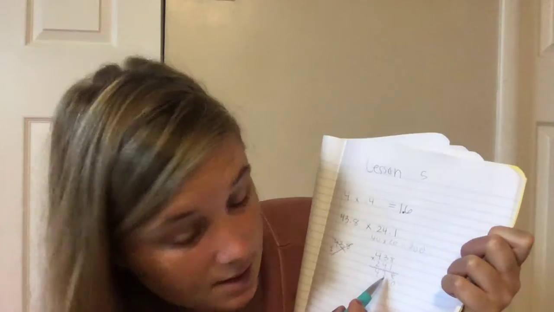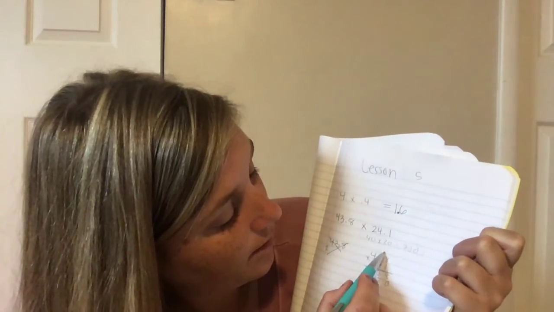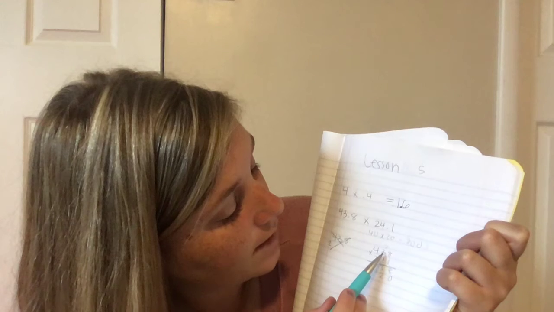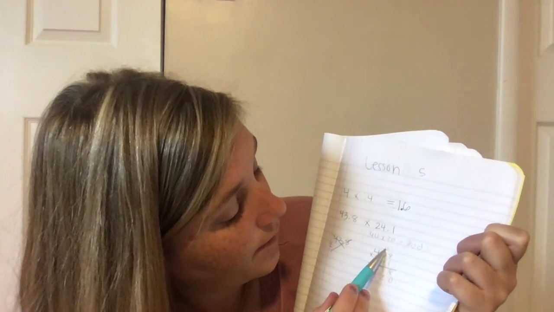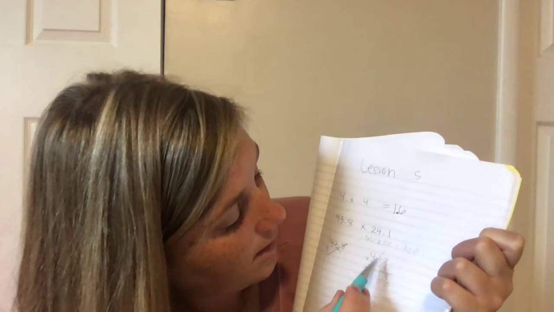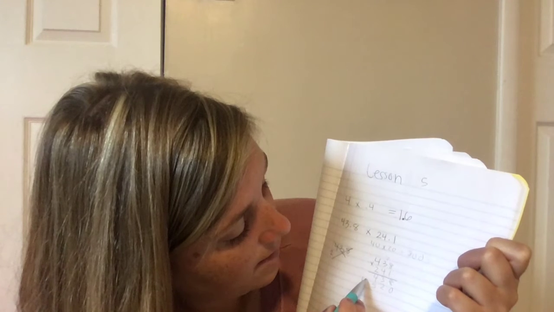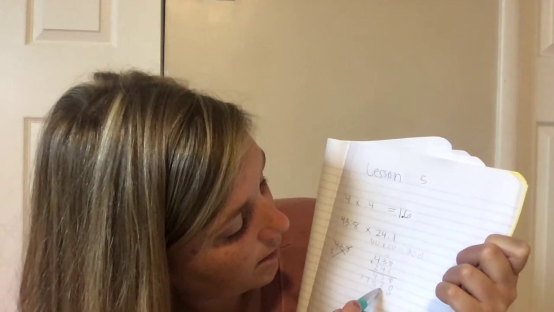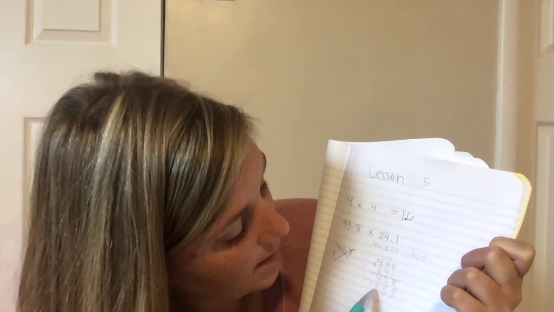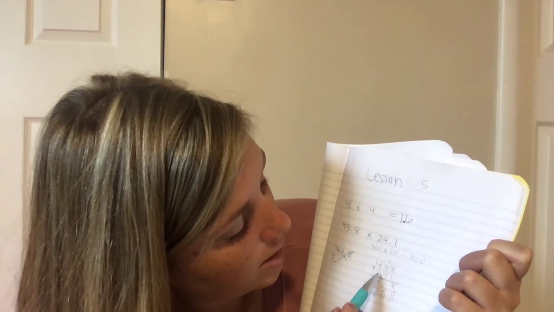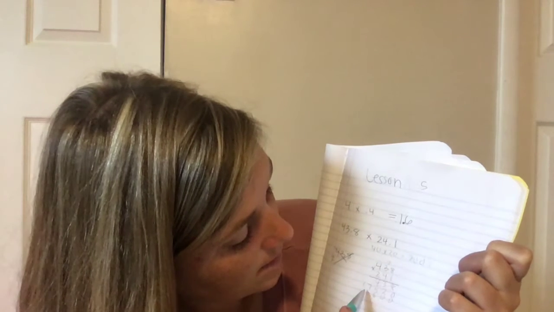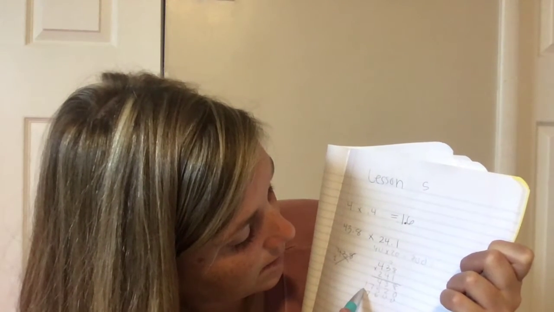4 times 8 is 32. Carry the 3. 4 times 3 is 12. 13, 14, 15. Add the group of ones. 4 times 4 is 16. 17. Okay, now we're going to do our 2. 2 times 8 is 16. Carry the 1. 2 times 3 is 6, 7. And 2 times 4 is 8. Okay, now we're going to get our answer here. Now let's add those up, get our answer.